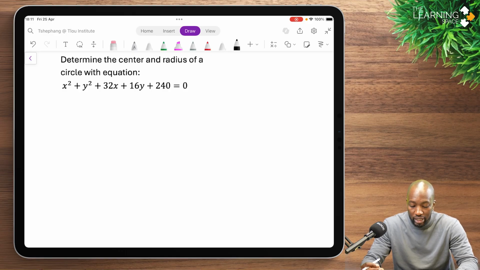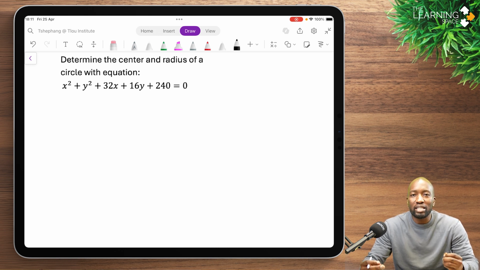It says determine the center and radius of a circle with equation x squared plus y squared plus 32x plus 16y plus 240 is equal to 0. How would we go about tackling a question like this? Think about it for a second. Yes, if you've said completing the square, you are absolutely right.